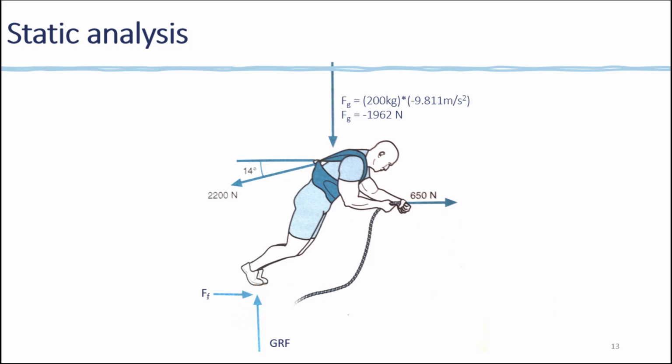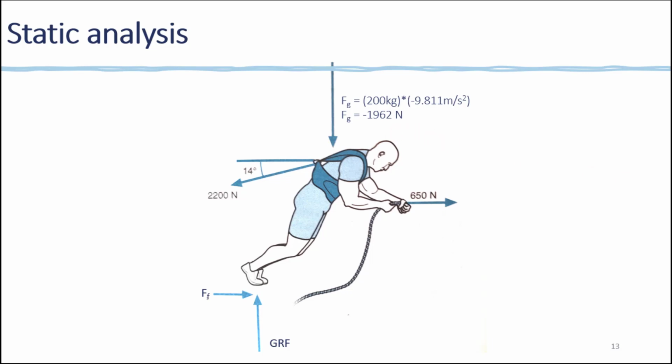Let's start with our free body diagram. That's always a good place to start. Remember that a free body diagram shows the external forces that are acting on a system. In this case, Brian is our system, so we want to identify all of the external forces acting on Brian. We know Brian's mass, 200 kilograms, so we can find the force of gravity by plugging in the 200 kilograms times the acceleration due to gravity. We have a force of gravity of negative 1,962 newtons.